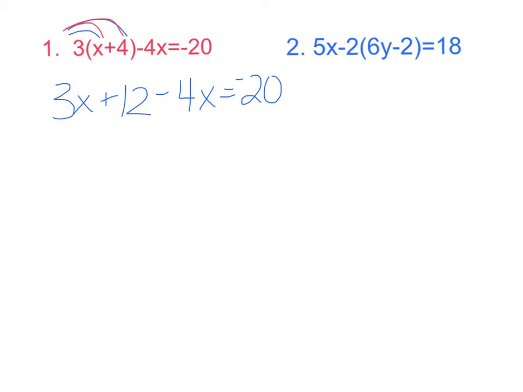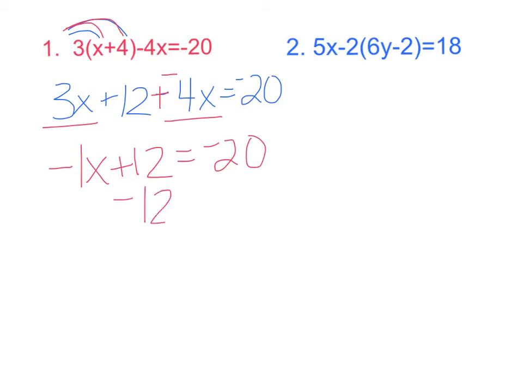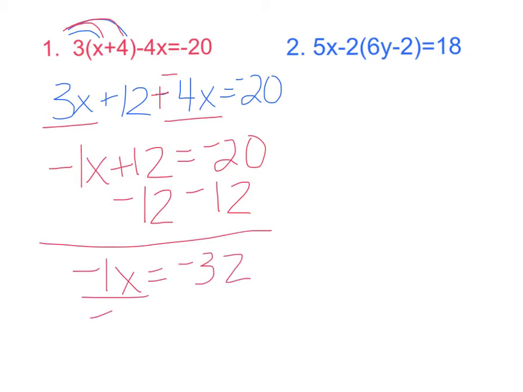Now I have a problem just like I was doing before, so I'm going to combine my like terms. To make it easier, change the minus sign to a plus sign and make the 4 negative. Now combine your like terms. So 3x and negative 4x gives you negative 1x. Now it's a problem like yesterday. Subtract 12. That gives you negative 1x equals negative 32. Divide by negative 1. And so x is going to equal a positive 32.